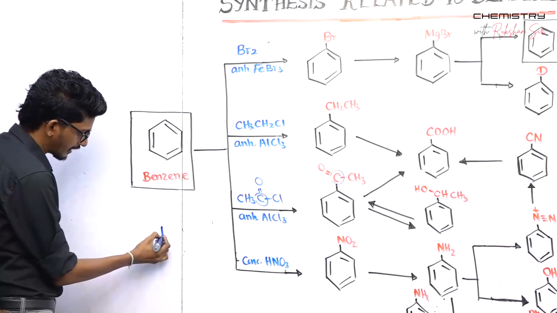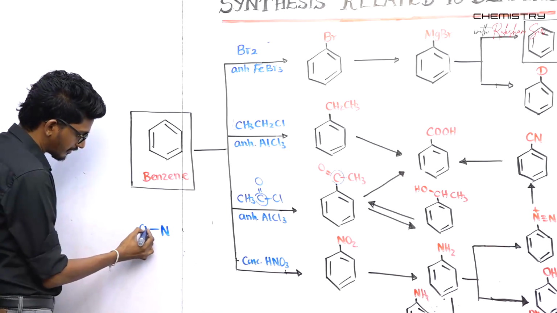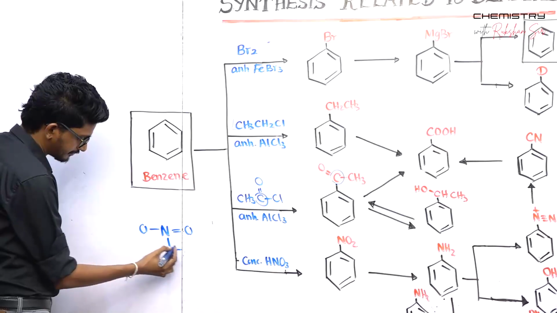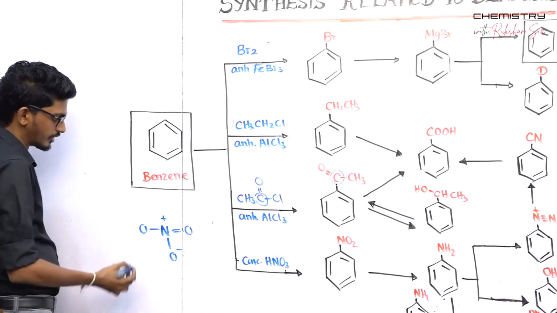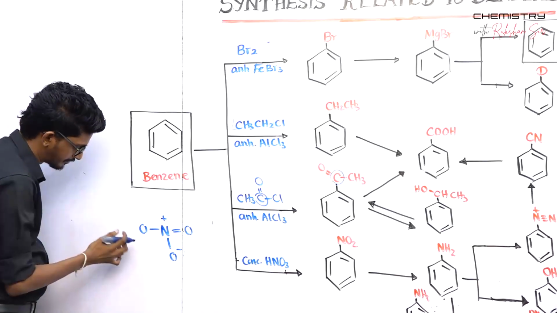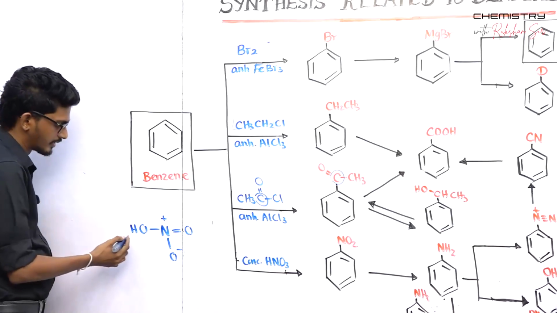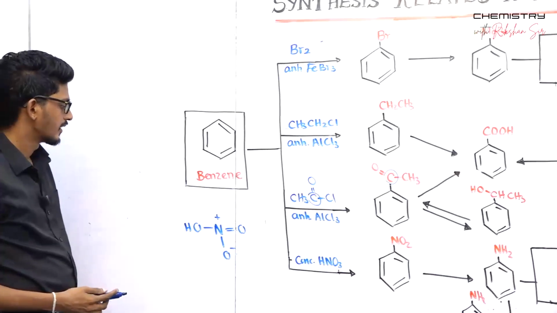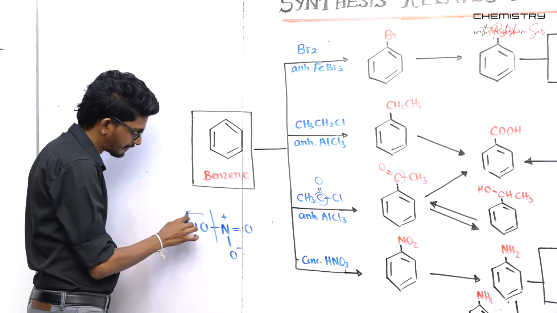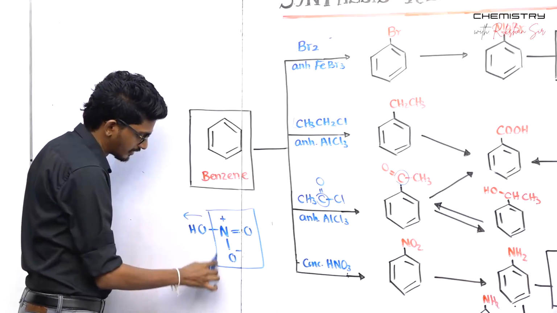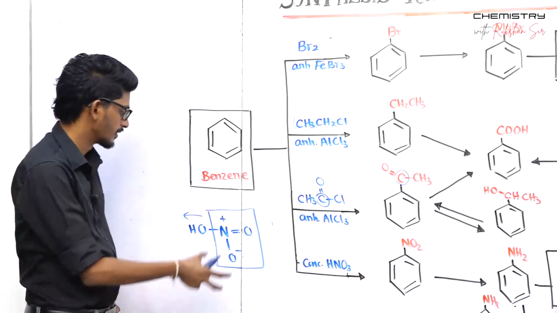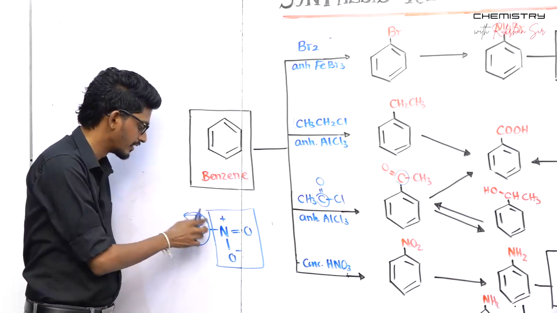HNO3 is like this, with the H as well. The NO2 section will connect to the ring while this group will leave.